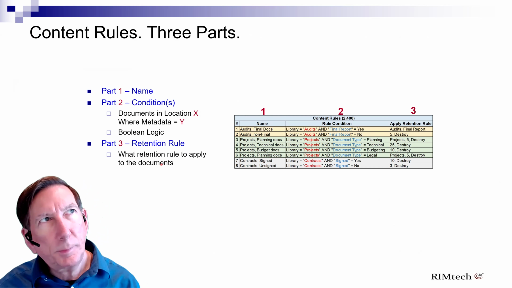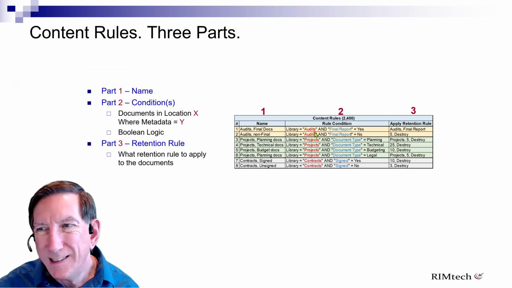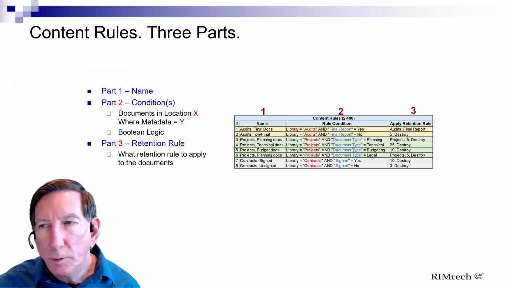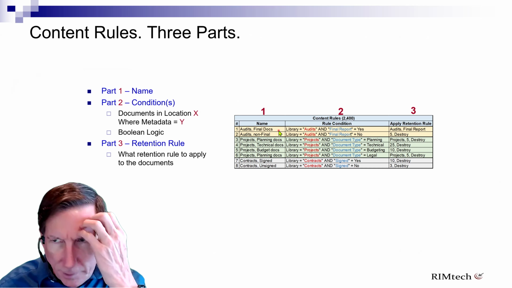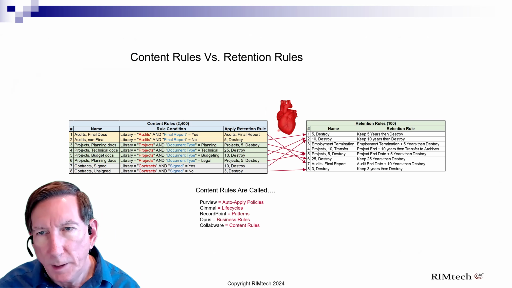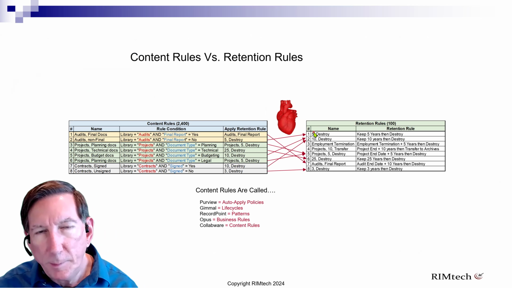So how do you express which documents? Well, you use what's called a condition. And the condition could be anything you want, but it would typically say library equals audits and final report equals yes, that's a condition. And if that condition is met, apply this retention rule to it. Okay, that's basically how it works. So I call this the beating heart of an EDRMS. And I really mean that. That's what makes the blood circulate in an EDRMS.